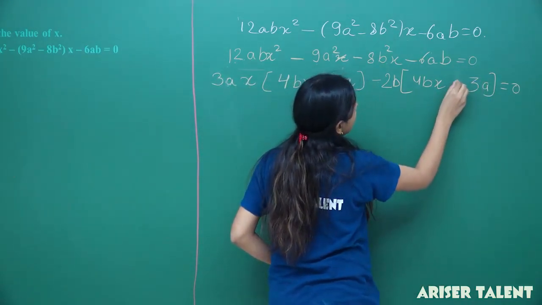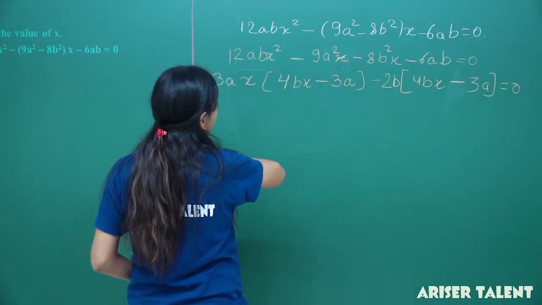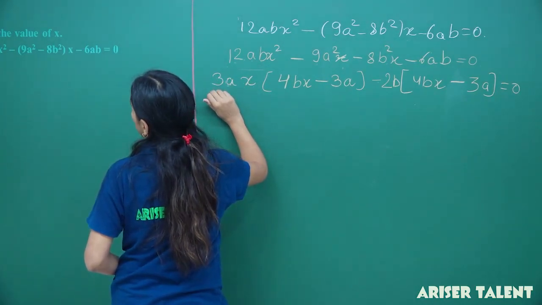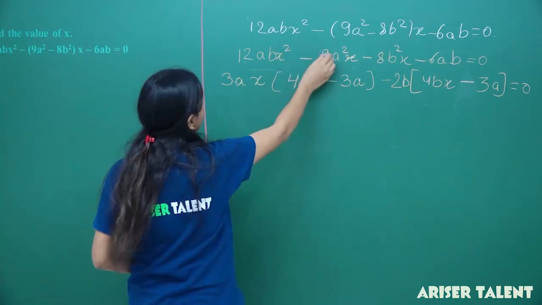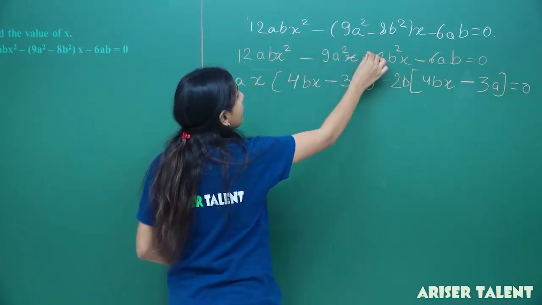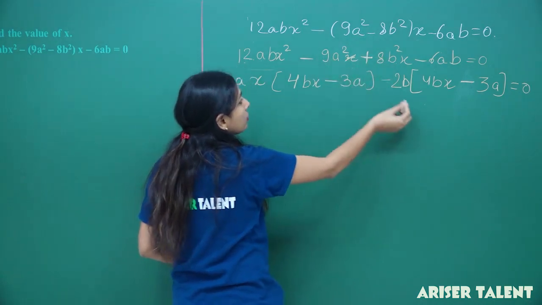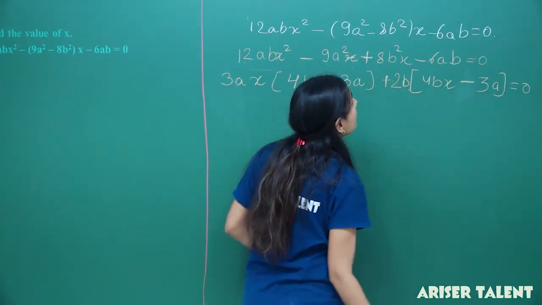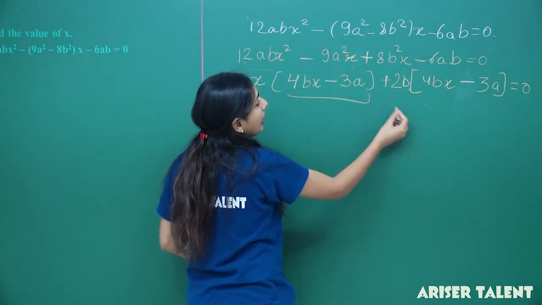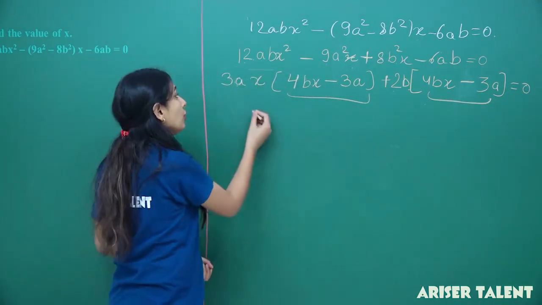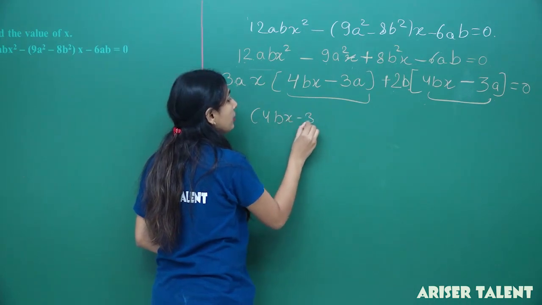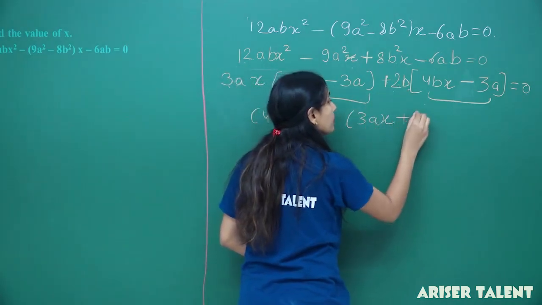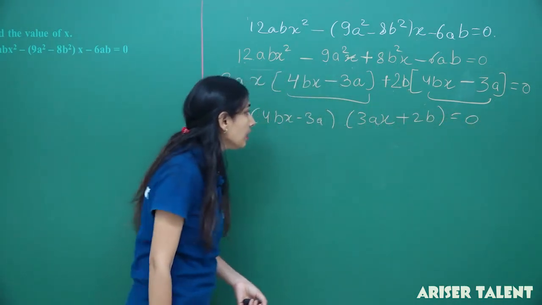This is not plus, this will be minus. Minus minus plus. Okay, so we take this plus here, so that will become plus here. So it will be plus 2b common and that will remain like this. Now this term and this term again have a common factor. So what will we do? 4bx minus 3a common, and that will be remaining with 3ax here and plus 2b here. That will be equals to 0.